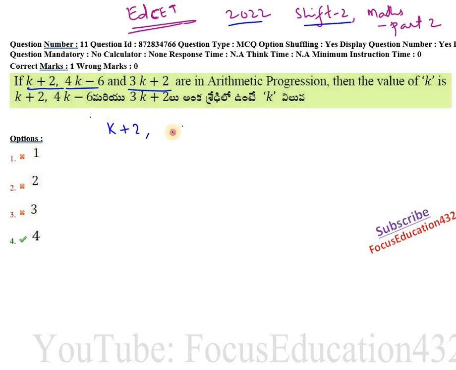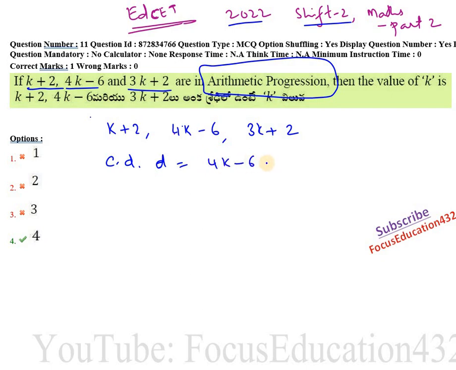First term is k plus 2, second term 4k minus 6, and third term is 3k plus 2. Now, since it is given that it is in arithmetic progression, the common difference D is equal to second term minus first term, 4k minus 6 minus of k plus 2. The difference between the second term and first term is the same as the difference between the third term and second term. So we can equate this, right?